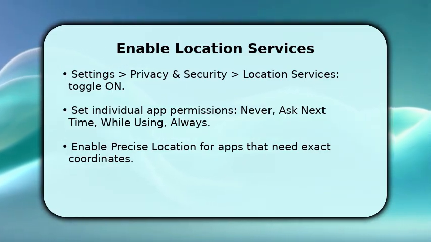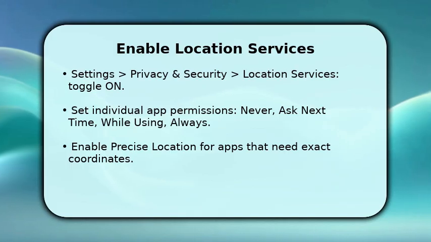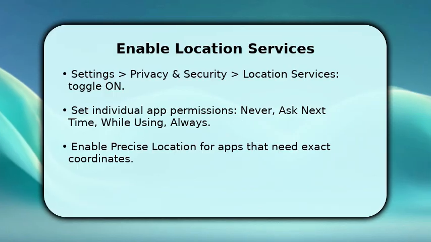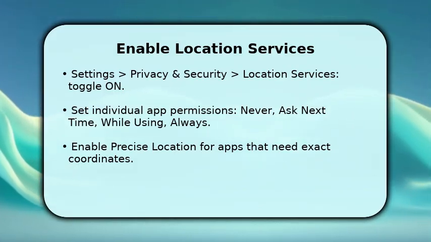Then, scroll through apps and choose permissions. While using is safest for most navigation apps, always is needed for background tracking. Also enable precise location for maps and ride-share apps so they get exact coordinates. Turn it off for apps that only need city-level info. These steps control how and when apps access your GPS.